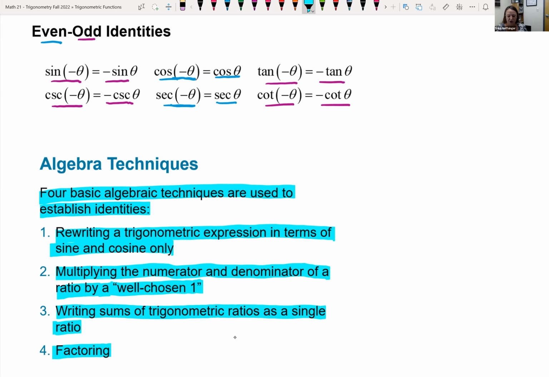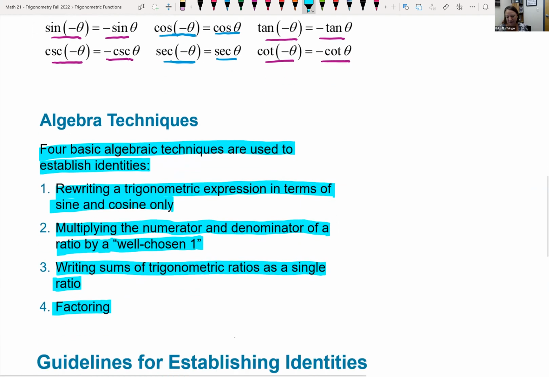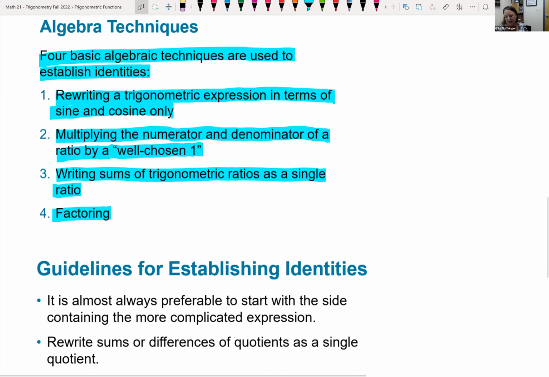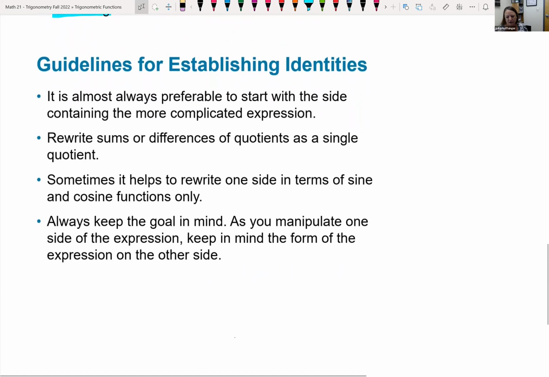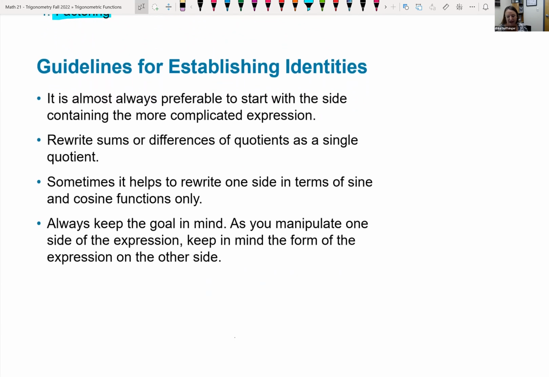Okay, so those are some algebra techniques that we're going to use when we start looking at these identities. And then we have some guidelines to help us. It's almost always preferable to start with the side containing the more complicated expression. When we're working with these identities, we're only working with one side of the equation.